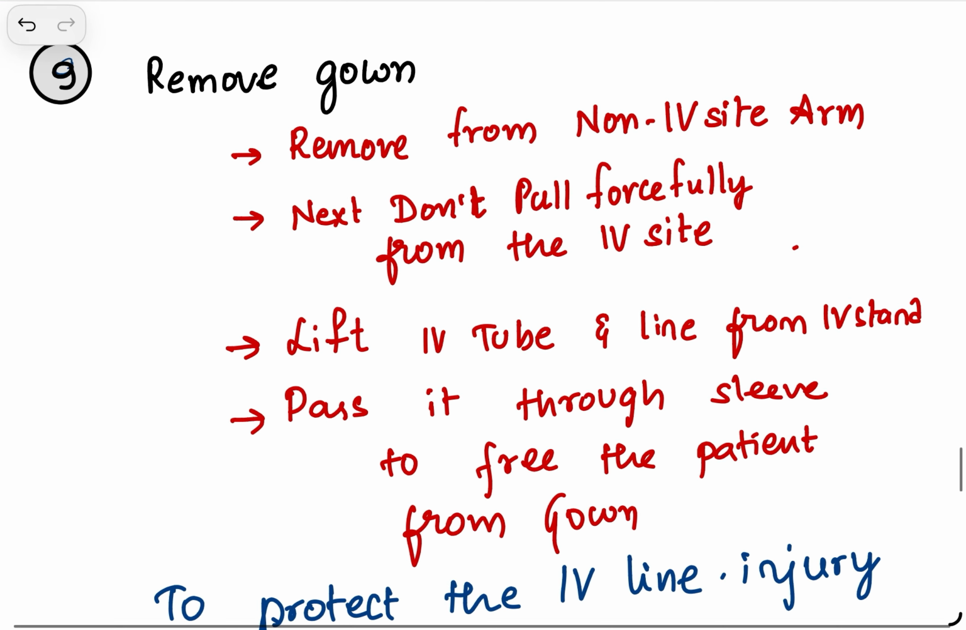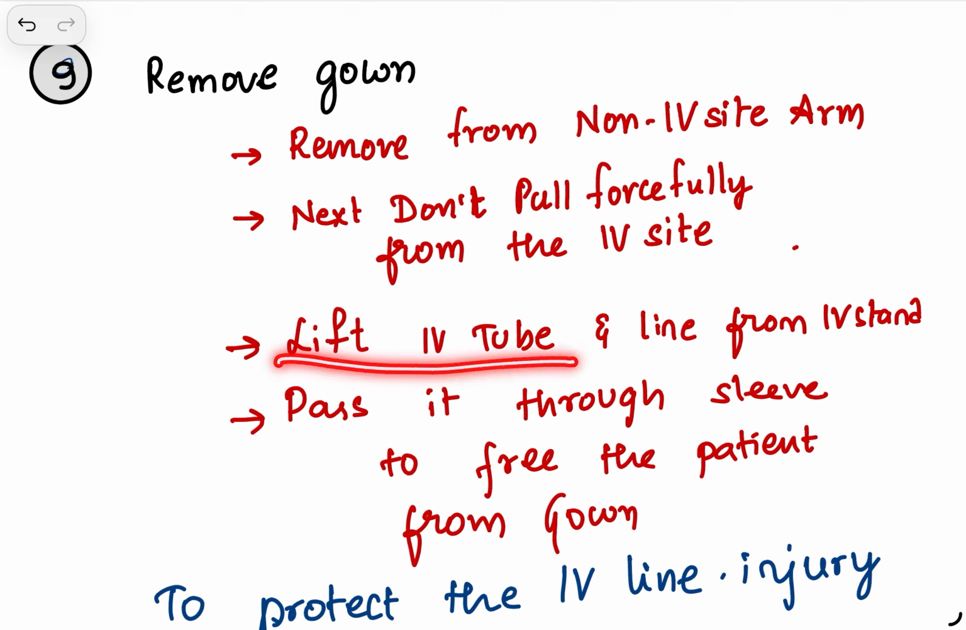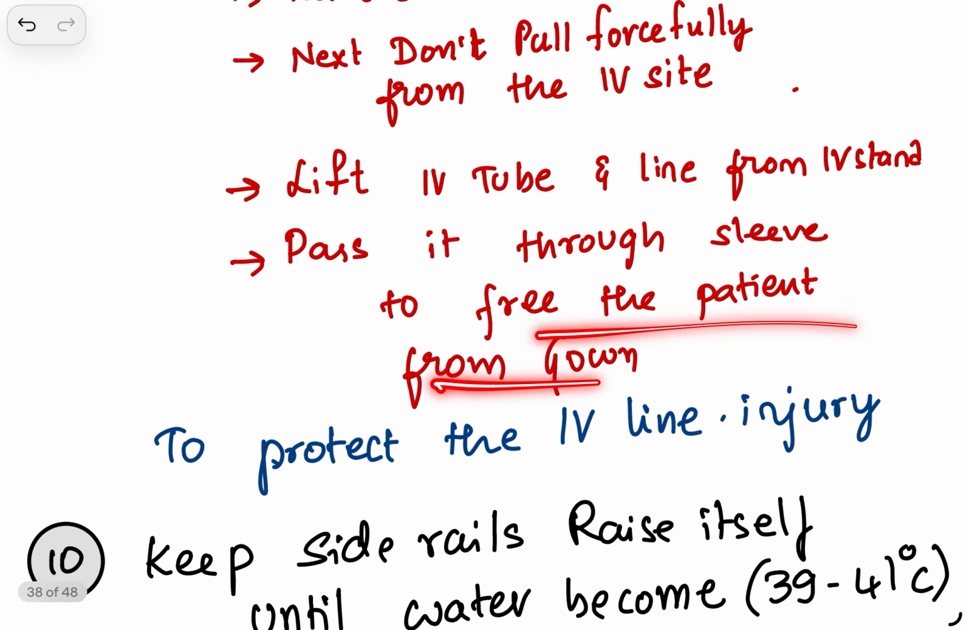Remove from the non-IV side arm. Next, don't pull forcefully from the IV side. Clear? Lift the IV bottle and IV tube line from the IV stand. Clear? So, you lift it. Next, pass it through the sleeve from the outer aspect to the inner aspect of the gown, and take this arm also inside, and the gown will be free of the patient, right? Yes. And free the patient from the gown.